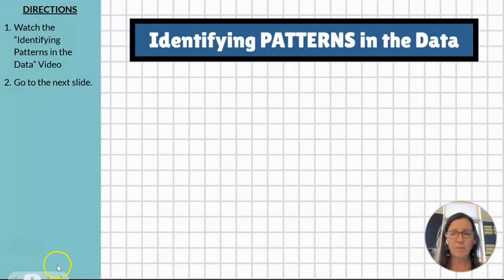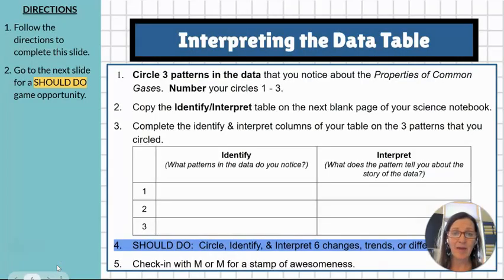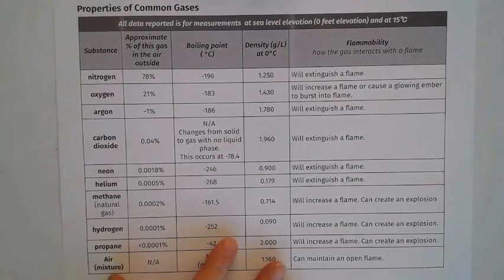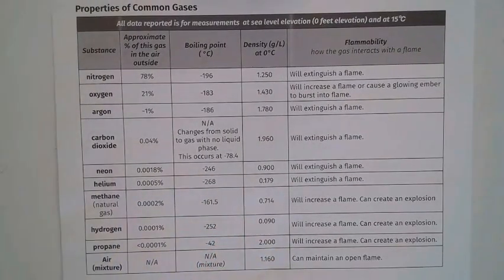So we are going to start by setting up an identify interpret table and identifying 3 patterns in the data. I'm going to go ahead and switch over to my camera view, and model how I might circle and find one pattern in the data. I've got my properties of common gases data table, and I'm going to look for a pattern.